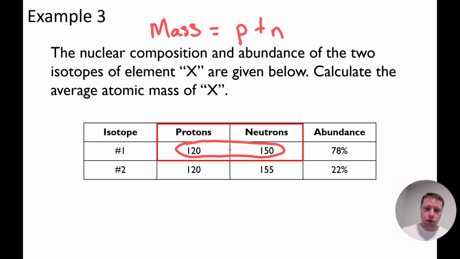So for the first one, 120 plus 150, that's going to be a mass of 270. And if we do the same thing for the second one, just to have the number ready, 120 plus 155 is going to be our 275.